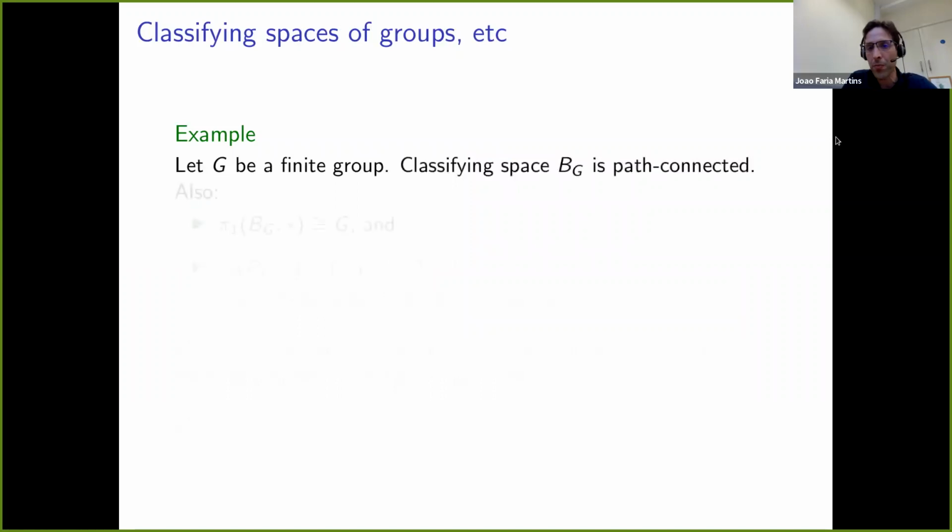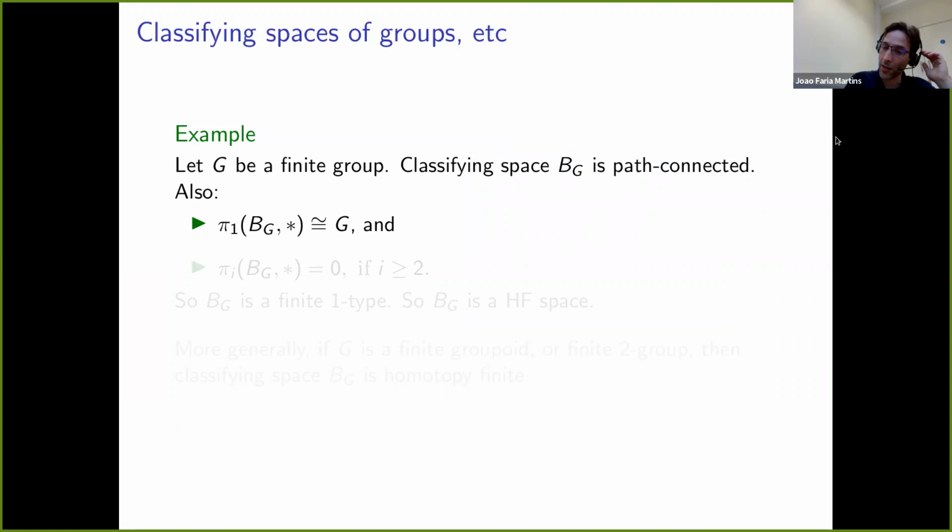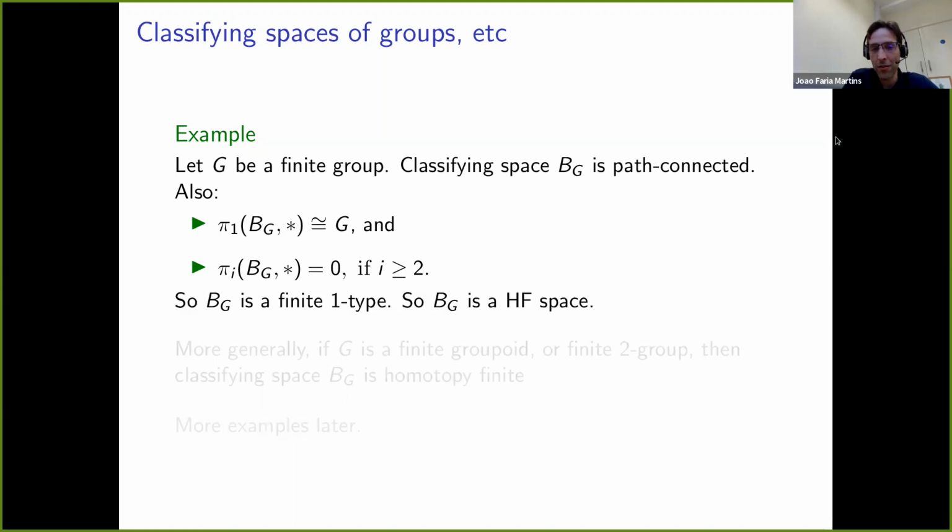If you grab a finite group, you can consider the classifying space of that group, which is a path-connected space. Also, the fundamental group of the classifying space of G is isomorphic to G, and all other homotopy groups of the classifying space of G are finite. So BG is a homotopy finite space. By the way, I didn't explain this convention, sorry.